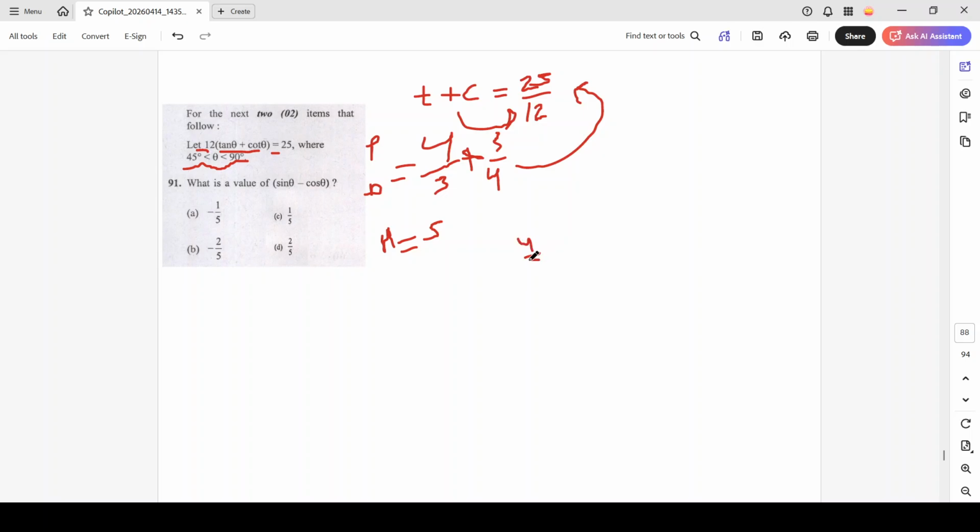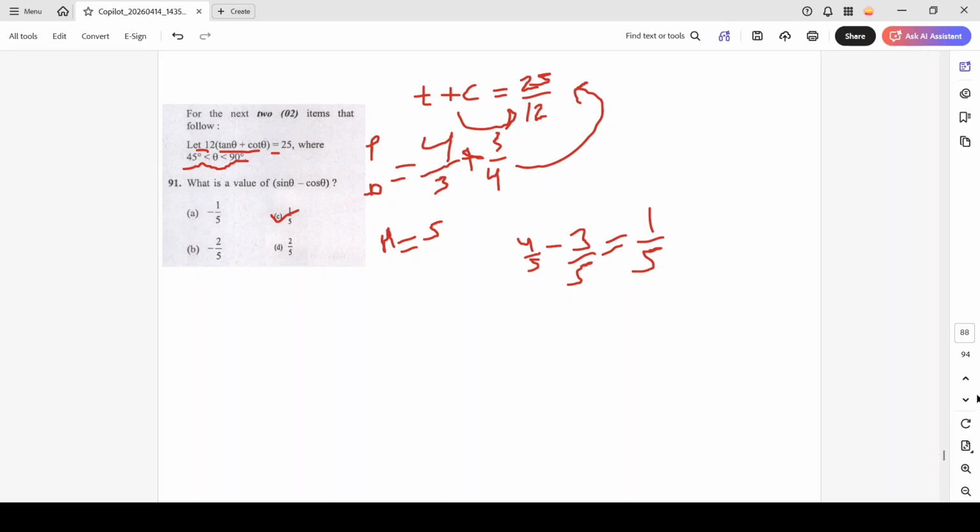Okay. And minus sin theta minus cos theta, that will be what? Cos theta is what? Base upon hypotenuse, 3 upon 5. Okay. This is what? 1 by 5. 1 by 5. Okay. This is our one answer.